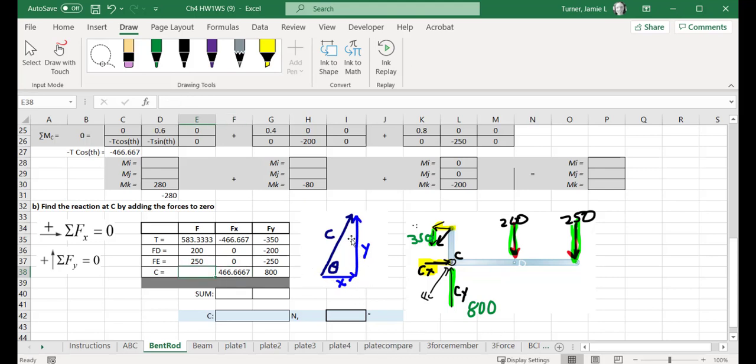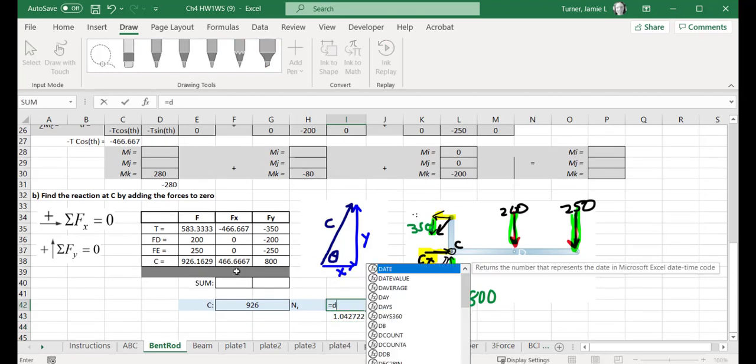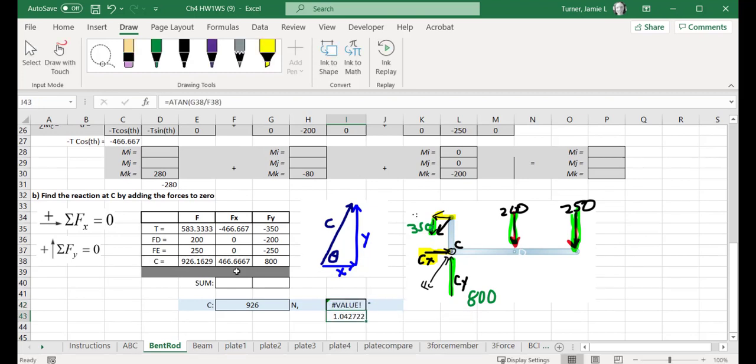So there's the X and Y components of C. And if we want to add those two pieces together, square root of X squared plus Y squared. So there's the total force for C. And this angle would then be the arctangent of the rise over run. Turn that into degrees. Okay, so that would be the final answer.